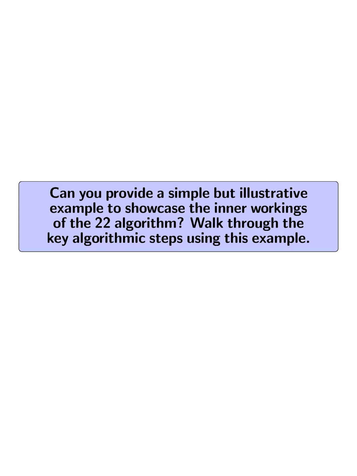Can you provide a simple but illustrative example to showcase the inner workings of the 2-number-2 algorithm? Walk through the key algorithmic steps using this example.